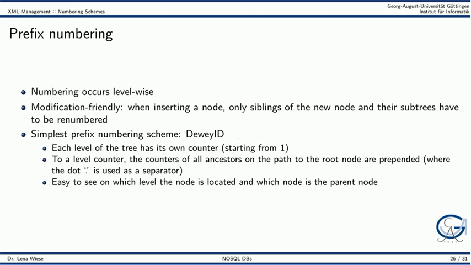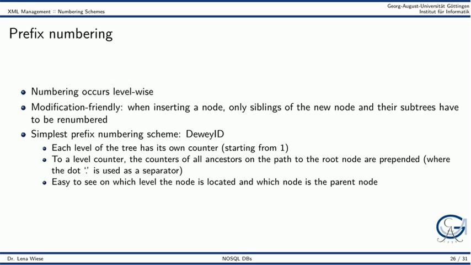As an alternative to pre- or post-order traversal, we can also use prefix numbering. Numbering occurs according to the levels in the XML tree. Prefix numbering is modification friendly. When inserting a new node, only the siblings of this node and their subtrees have to be renumbered. A common prefix numbering scheme is called Dewey ID.